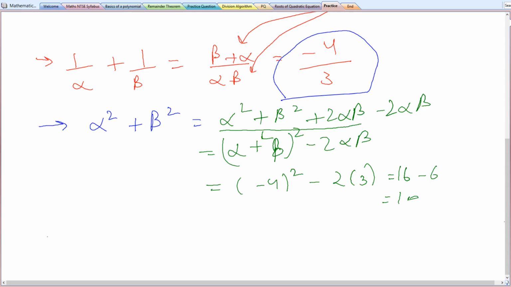Let's move it up a bit to a higher level. Let's find out the value of this.